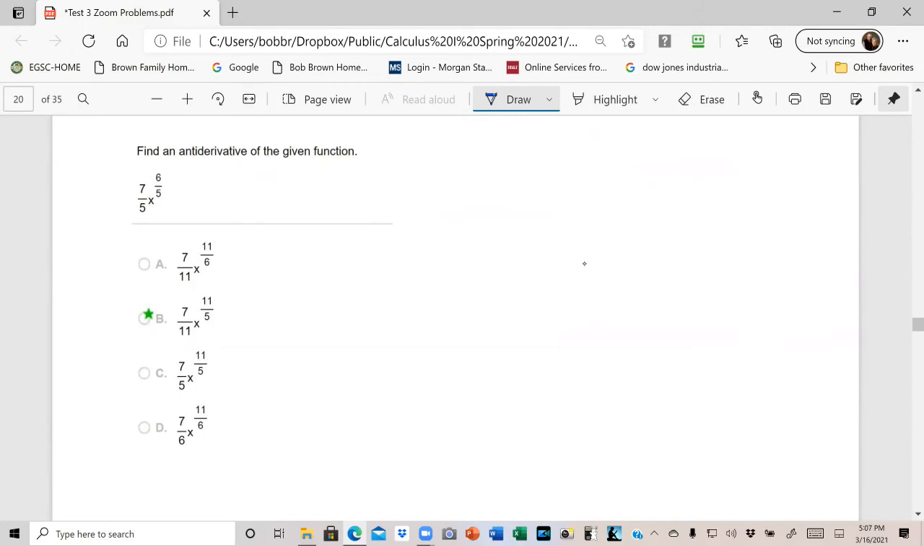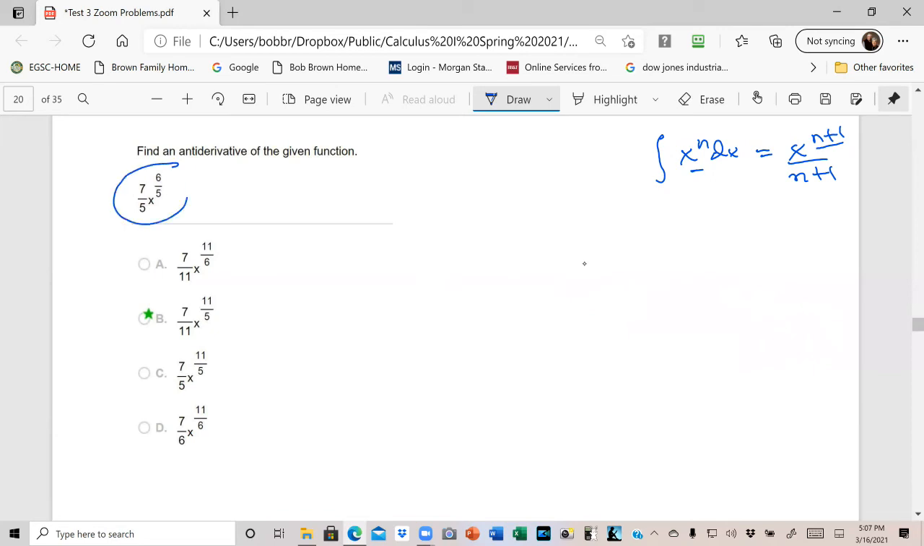Now we're going to be doing some antiderivatives. In this particular problem, we're going to be taking the antiderivative of a power function. So the integral, or the antiderivative of x to the n dx, you'll remember, is x to the n plus 1 divided by n plus 1. So if it's x to the n, you'll have to increase the power by 1 and then divide by n plus 1.